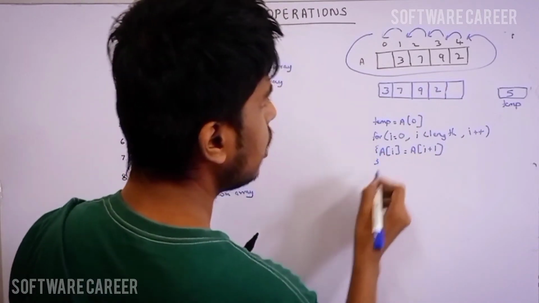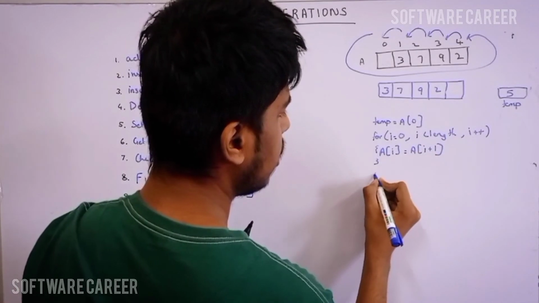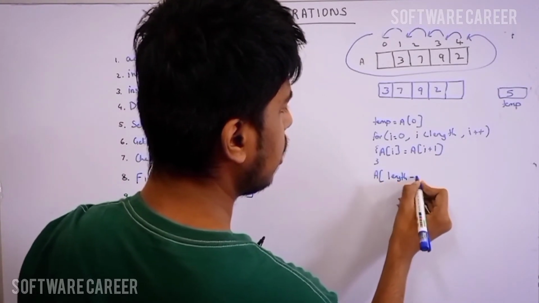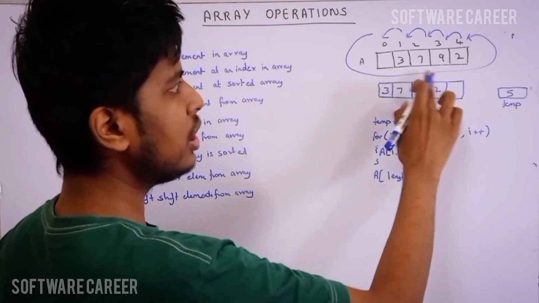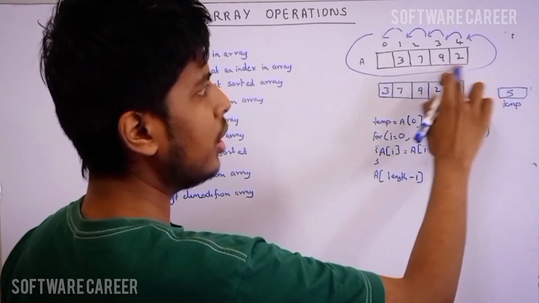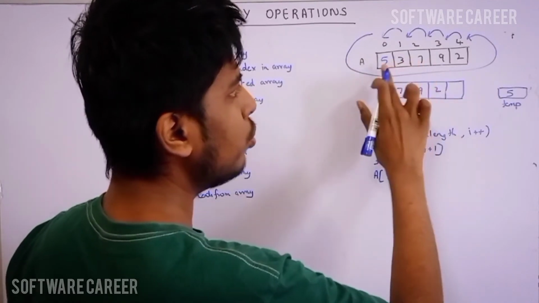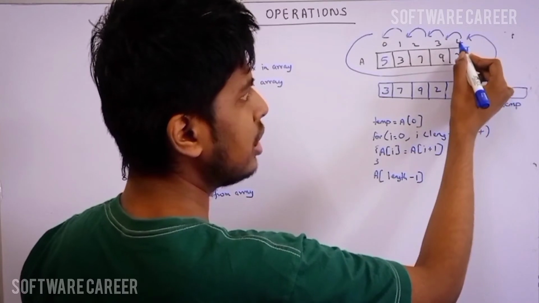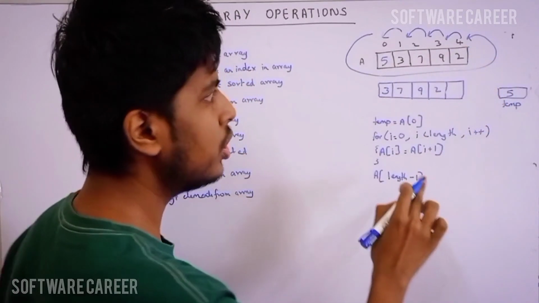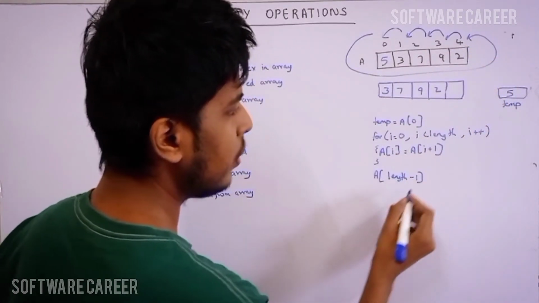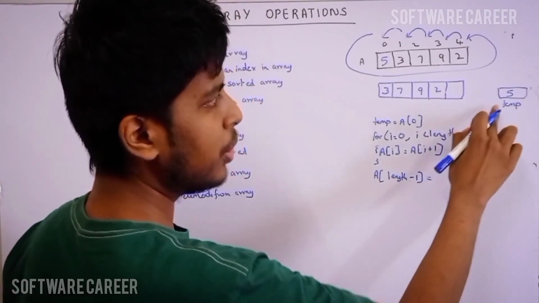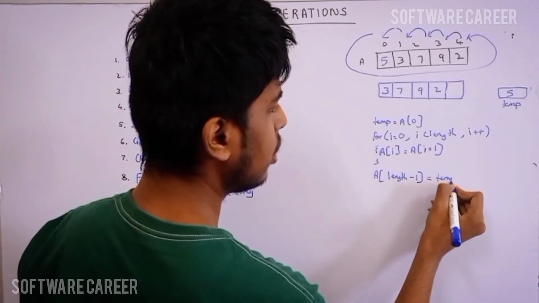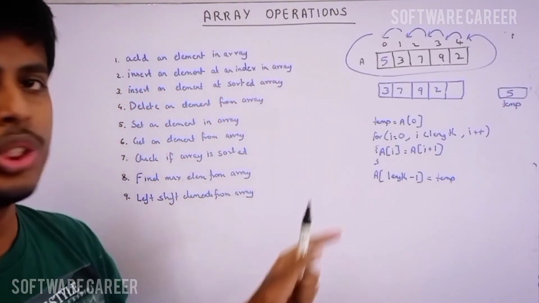See, now A of length minus 1, because length is now 5. Here 5 was there. Now 5 is the length of the array. Now you should put that at 5 minus 1, that is 4, at index 4 you should insert. So I am writing A of length minus 1 equals to temp, because the 5 was stored in temp. So I am writing temp. This is how you should left shift an array.